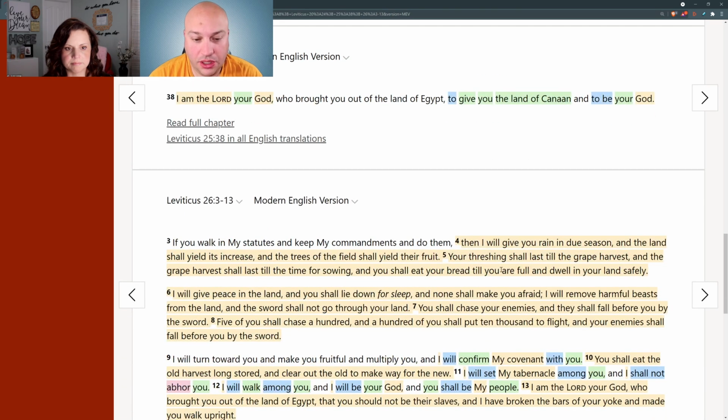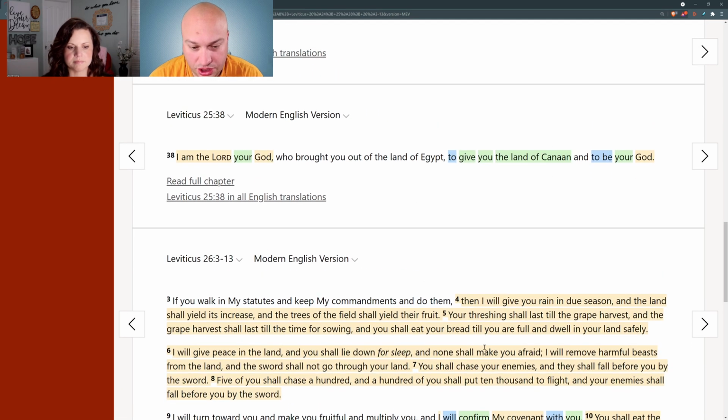Actually, we'll do this one here again. Leviticus 26:3-8. If you walk in my statutes and keep my commandments and do them, then I will give you rain in due season, and the land shall yield its increase, and the trees of the field shall yield their fruit. Your threshing shall last till the grape harvest, and the grape harvest shall last till the time of sowing. And you shall eat your bread till you are full and dwell in your land safely. I will give peace in the land, and you shall lie down for sleep, and none shall make you afraid.